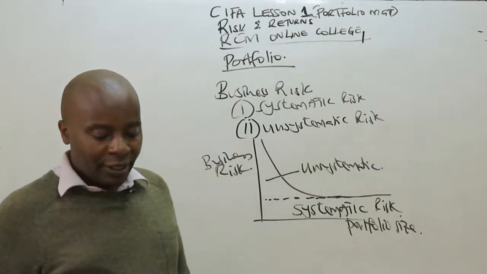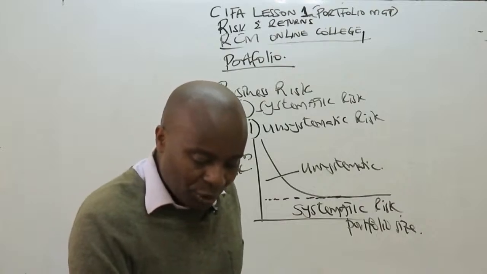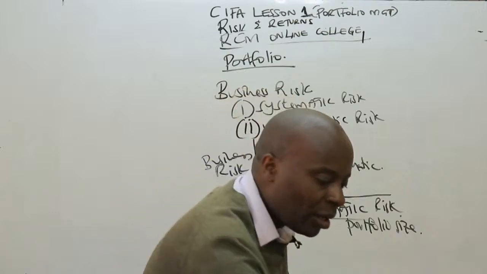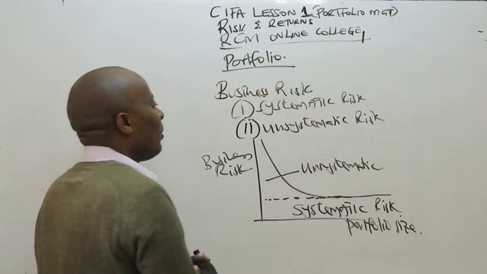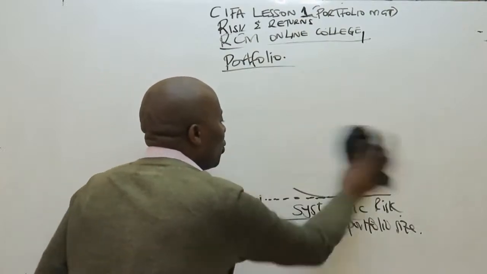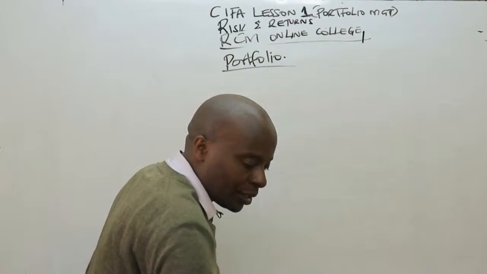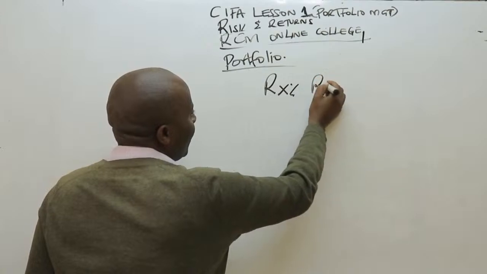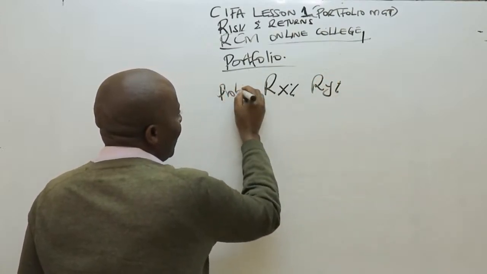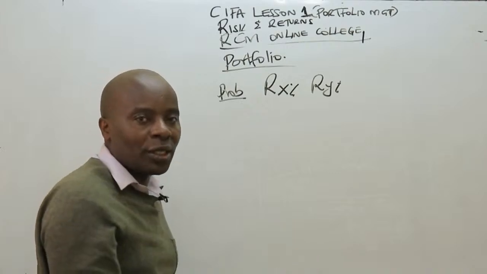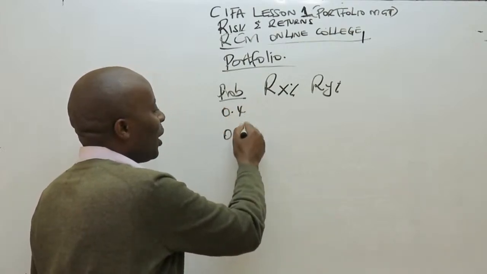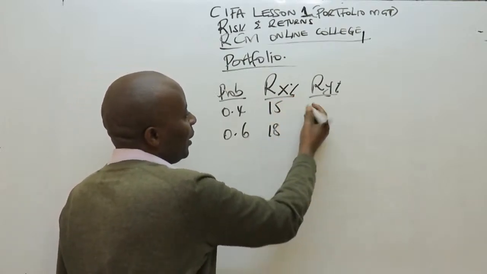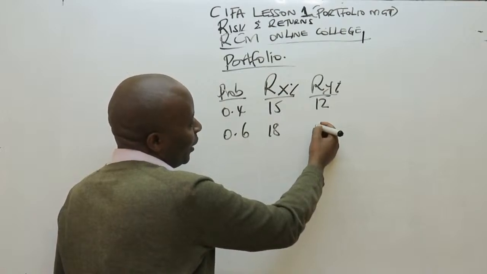Now, ladies and gentlemen, for us here, what are we supposed to remember? Just for purpose of understanding this, I would want us to mention an example. We have returns of security X and returns of security Y. Then they have given us probabilities for our two states of nature. The probability here could be 0.4, here we have 0.6. The return here could be like 15, 18, and the return here could be like 12 and 20.